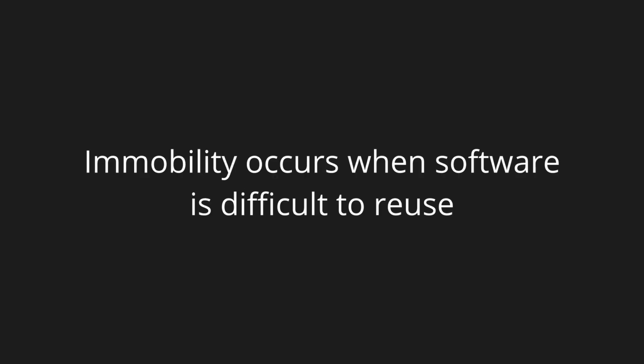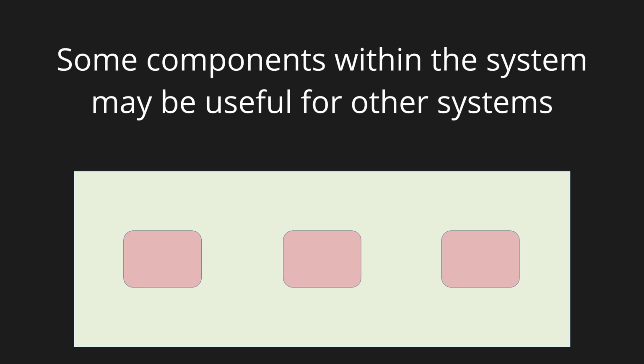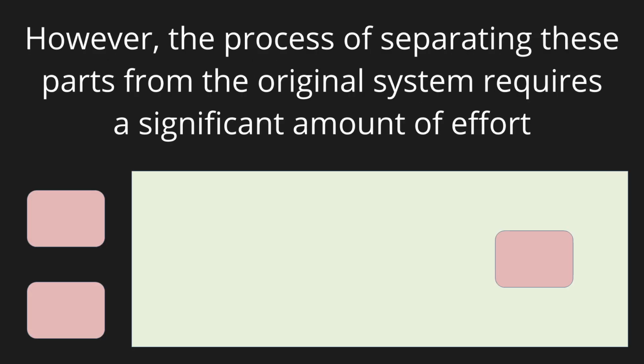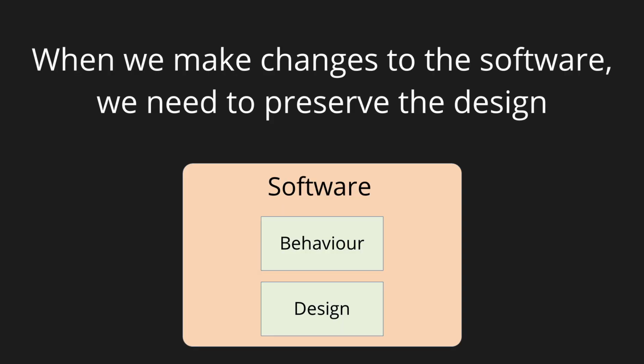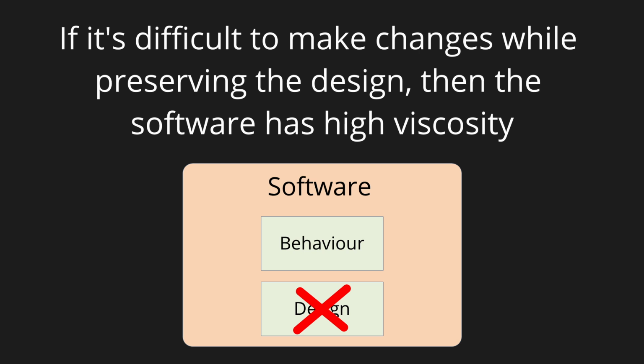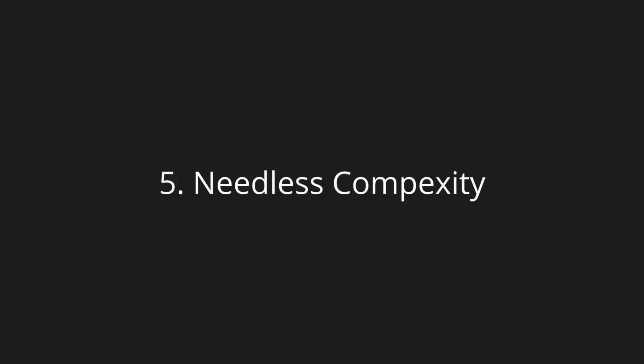Third, we have immobility. Immobility occurs when software is difficult to reuse. Some components within the system may be useful for other systems, but the process of separating these parts from the original system requires a significant amount of effort. Fourth, we have viscosity. Viscosity occurs when it's difficult to do the right thing. As I already mentioned, software has two values, behavior and design. When we make changes to the software, we need to preserve the design. If it's difficult to make changes to the software while preserving the design, then it means that the viscosity of the software is high. The fifth design smell is needless complexity.